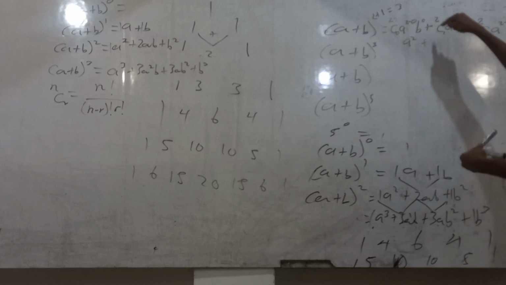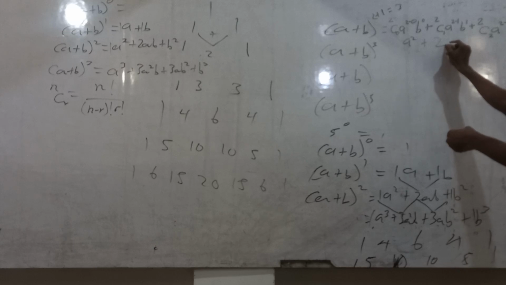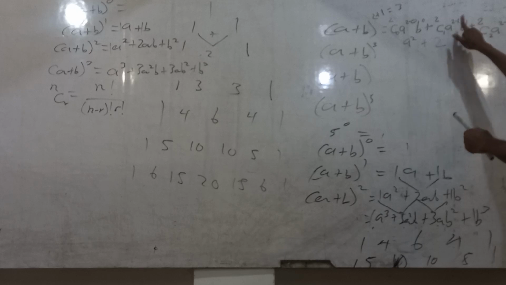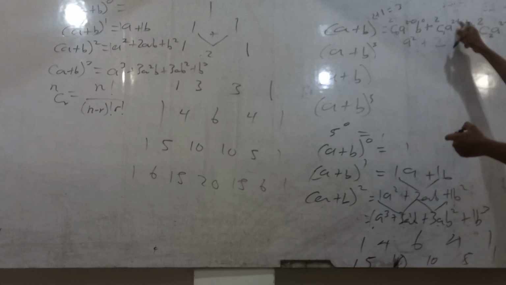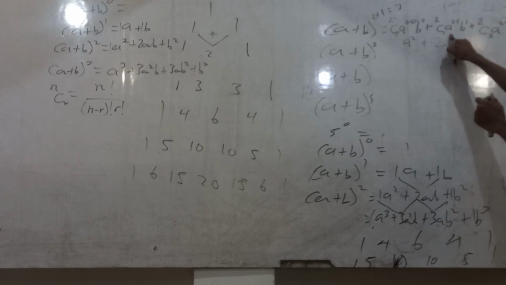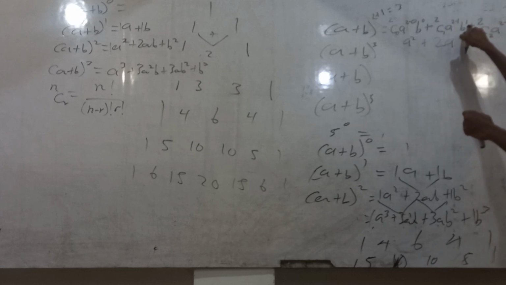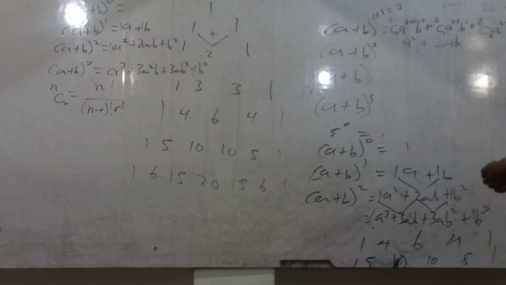Plus 2 combination 1 is what? It's 2. A to the power 2 minus 1 is 1. Is A, right? Because the 2 minus 1 here will give you 1, and then A. So A. Then the B to the power 1 is B. Then here becomes 2 combination 2 is 1. A to the power 2 minus 2 is 0. And A to the power 0 is what? 1. 1 times B squared will give you what? B squared.